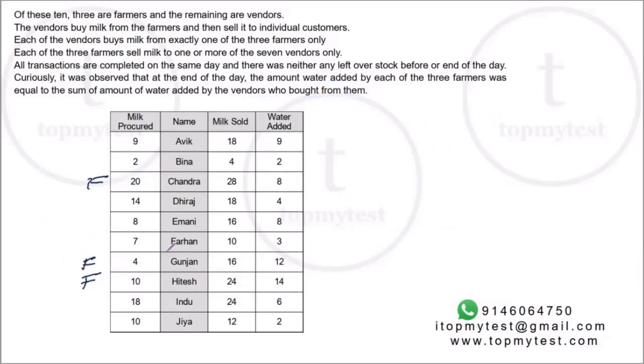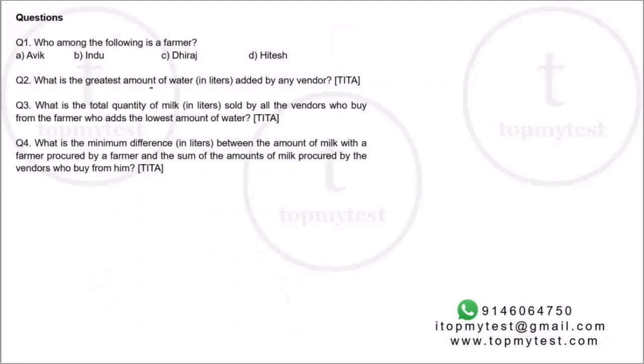So we know Chandra, Gunjan, Hitesh are farmers, right? So we can answer one of the questions. Who among the following is a farmer? Avik, Indu, Dheeraj, Hitesh. Hitesh is a farmer.